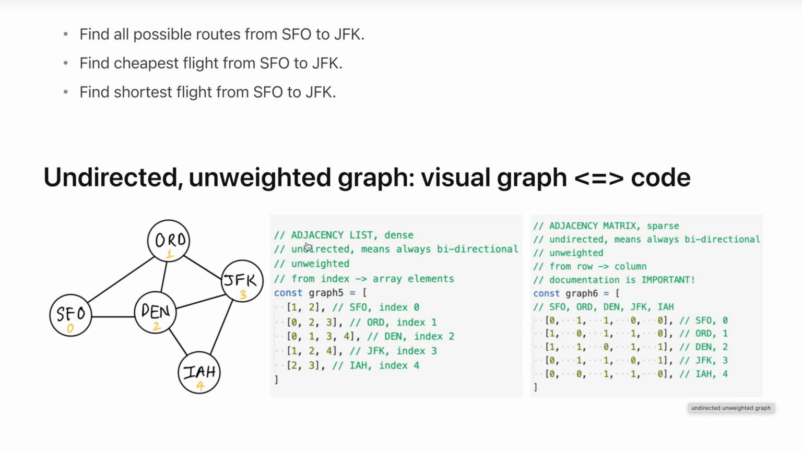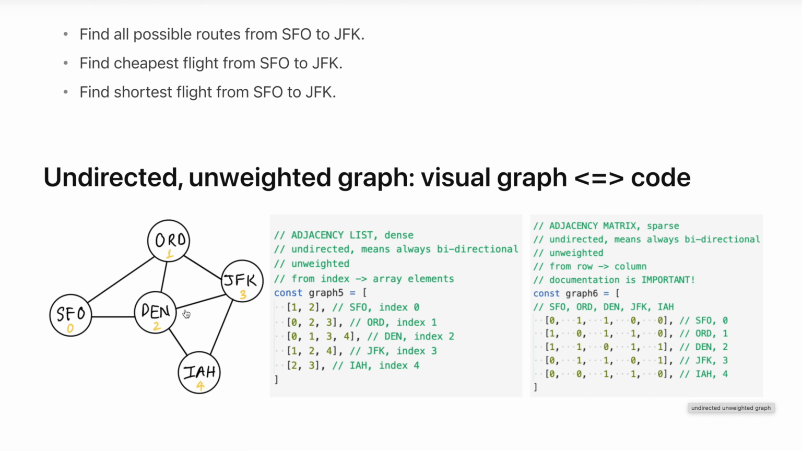For example, for the adjacency list presentation, we will start with SFO, which has the index 0, and then we're gonna list all the nodes connected to SFO, which is ORD 1 and DEN 2. Next, for ORD with index 1, we're gonna list all the nodes connected to ORD, which is SFO 0, DEN 2, and JFK 3. And we can keep going for all the remaining nodes.